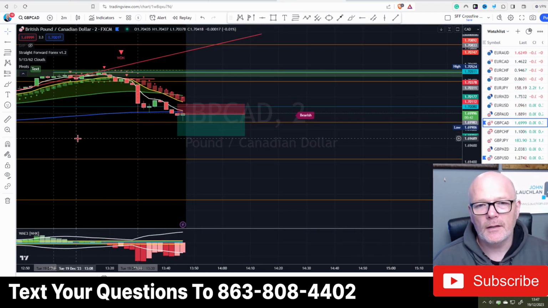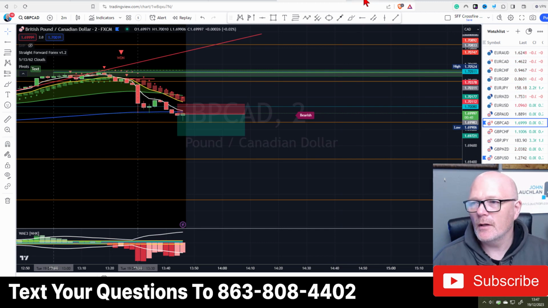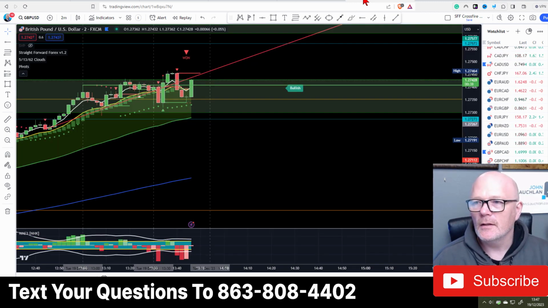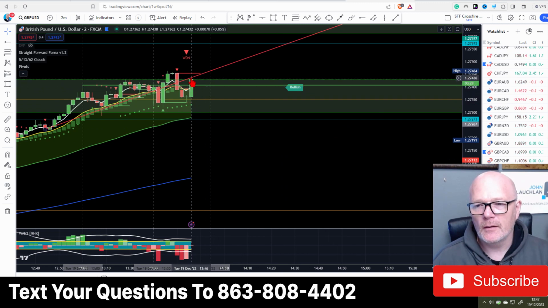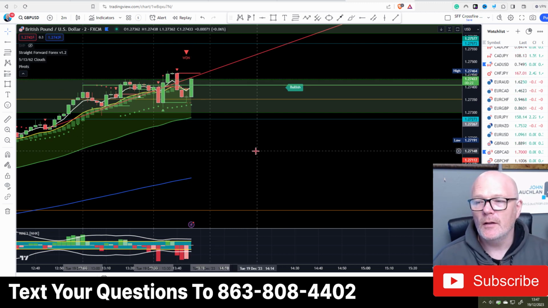Let's have a look at the pound CAD. This is the one that we just had a look at. Pound USD, again, same situation, congestion. We've got resistance from the two trend lines, and as you can see right now, it's bouncing off the red trend line, but it may well bounce off the green trend line as well. So we're just waiting for this.